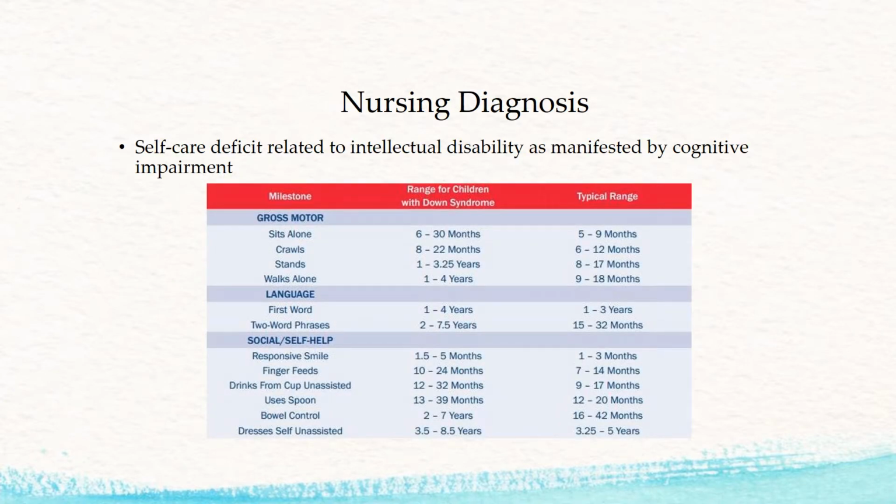Our nursing diagnosis is self-care deficit related to intellectual disabilities as manifested by cognitive impairment. Looking at this chart, you can see the difference between a typical child and a child diagnosed with Down syndrome, and when they meet their specific milestones.